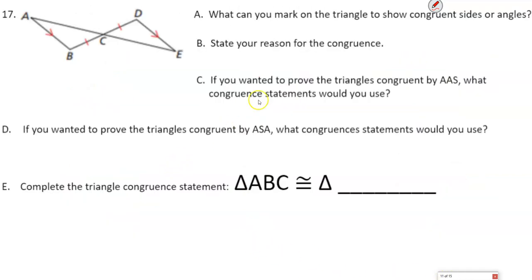So 17 says, what can you mark on the triangle to show congruent sides or angles? Okay, so on this one, this is probably one of the harder ones. So first, most of you probably noticed that we have vertical angles, right? So we could say that angle ACB is congruent with angle ECD because they're vertical angles, right? Then we could also say that this angle, angle A, is congruent with angle E because they're alternate interior angles.